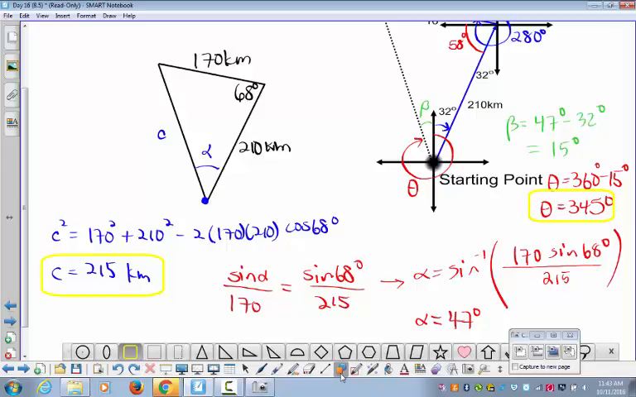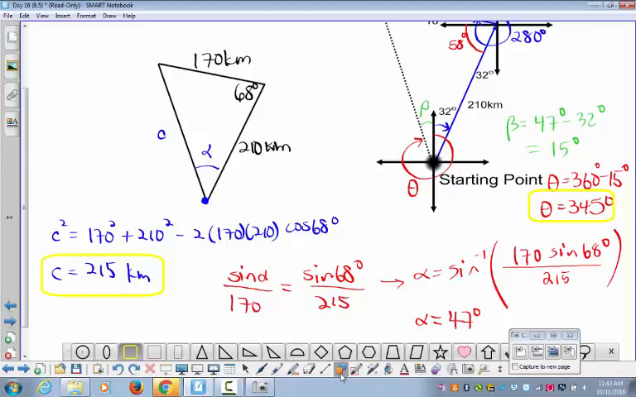Yeah? Can I ask you? Sure. So when I did this, that's not 10. So it should be 15. Yeah, that's not 10. So that angle right there is the 15.